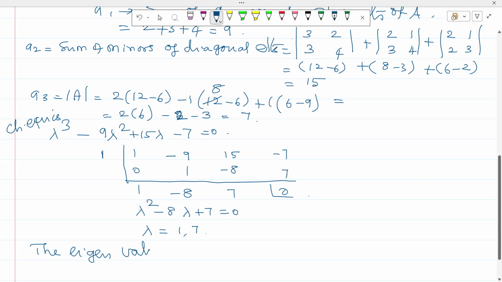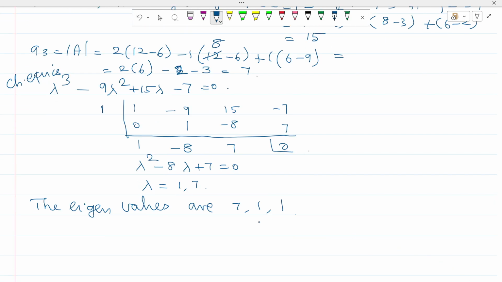Therefore the eigenvalues are 7 comma 1 comma 1. First you write the non-repeated value, then you write the repeated value. To find the eigenvectors.